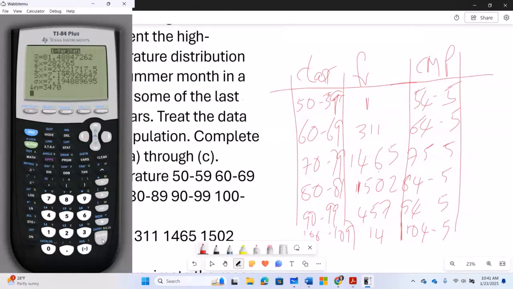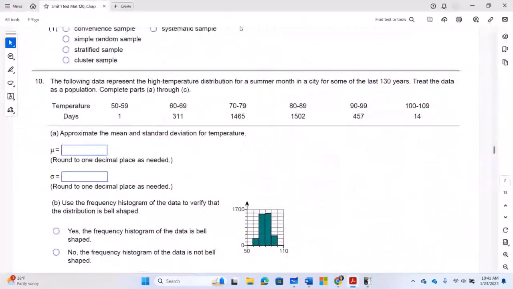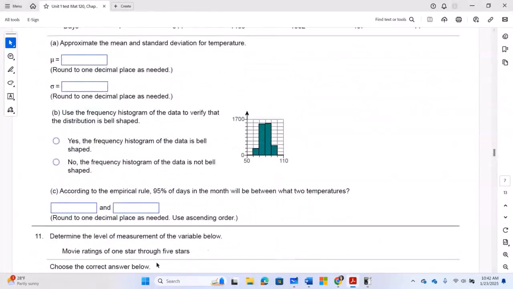So I just calculated, and this is population data again. So I'm told to find the mean of the data. The question told me to find the mean and the standard deviation. Let me pull the question up again. So that is the question. It also told me to draw a frequency histogram. So I will be drawing a frequency histogram later on.